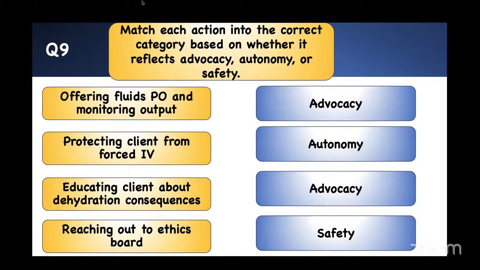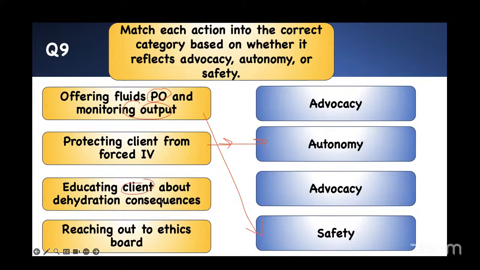What do you think? This is a straightforward question, and this is testing your knowledge on what the nurse is doing. I can tell you, if I'm protecting the client from forced IV, I'm ensuring that he has autonomy because he refused it, right? If I'm offering you fluid and monitoring your urine output, what do you think I'm doing? I'm providing safety to you. I don't want you to get injured or anything like that.